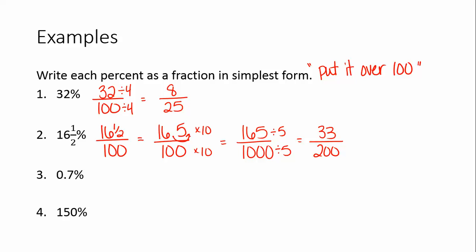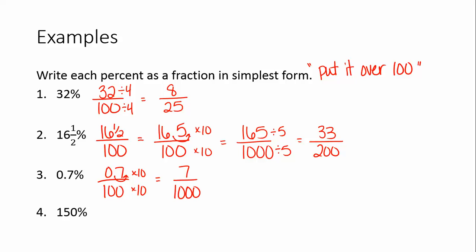If you'd like to pause the video and try 3 and 4 on your own, and then check your work with my solution, that would be awesome. So again, number 3, we're going to put it over 100, 0.7 over 100. We have a decimal, we need to move it one place to the right. That's the same as multiplying by 10. Remember, we need to do it to the top and to the bottom. So that gives us 7 over 1,000, 100 times 10.